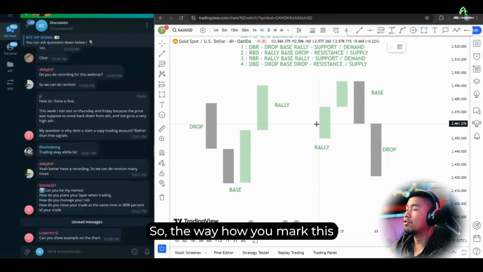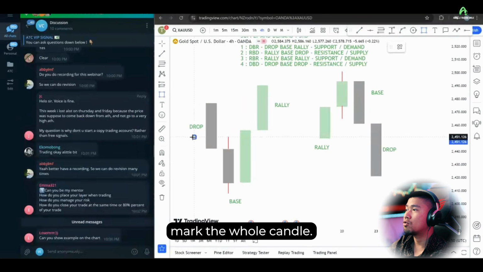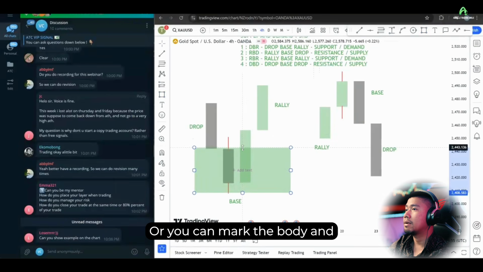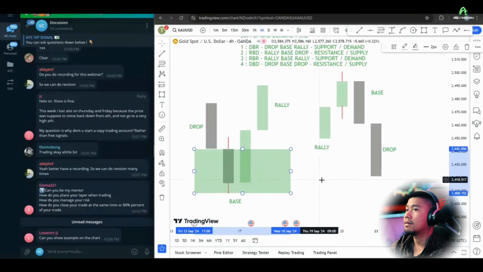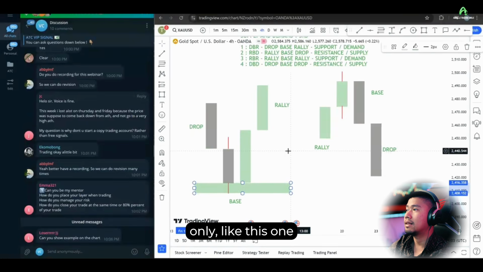The way you mark the zone is up to you. The way you mark this zone for support, you can mark the whole candle, up to you. Or you can mark the body and the lower shadow only, or you can mark the shadow only, like this one.